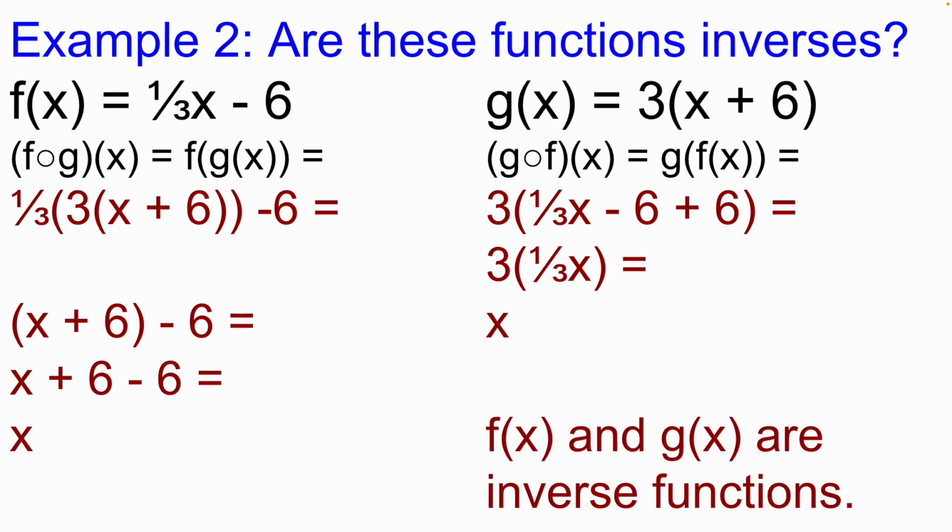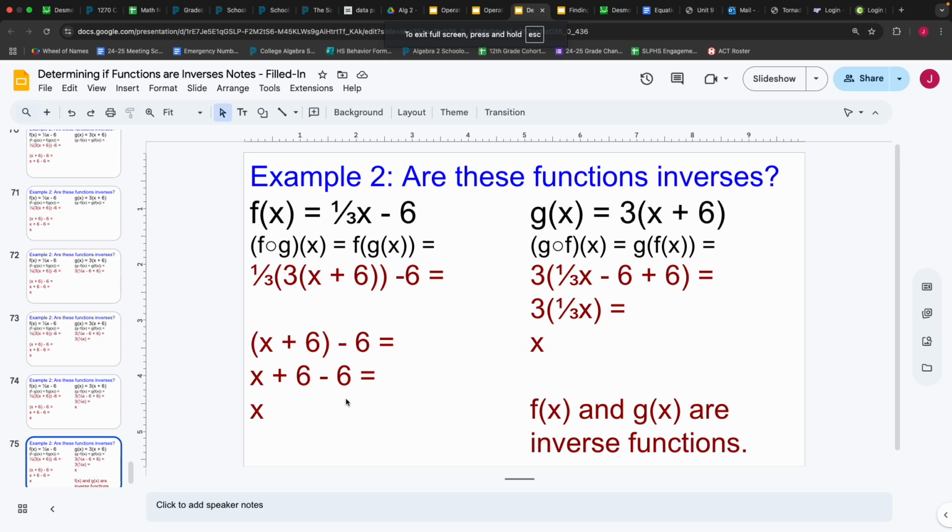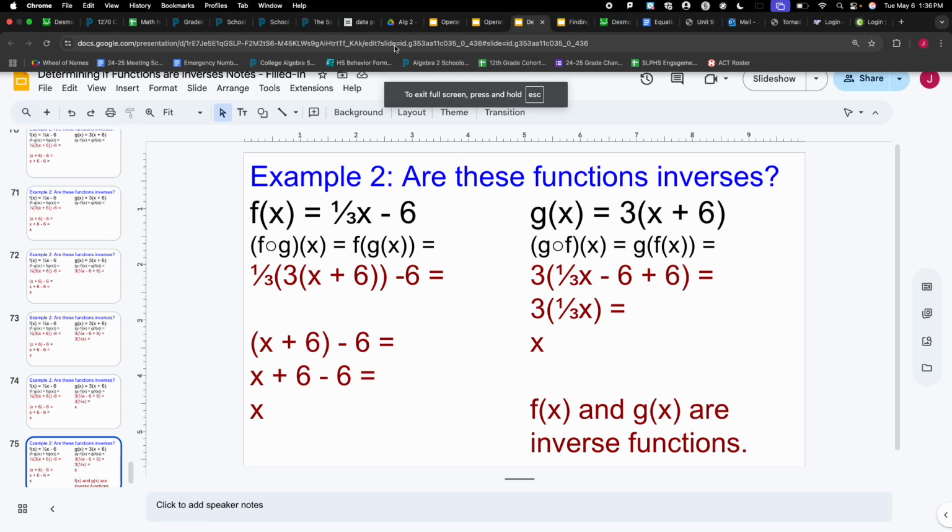So f of x and g of x are inverse functions, because f of g of x equals x and g of f of x equals x. When we composed the functions both ways, we got x as a result. Okay, that's it for today's lesson. Let me briefly talk about your homework.